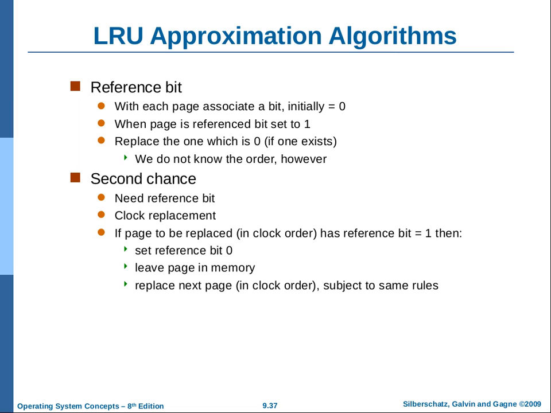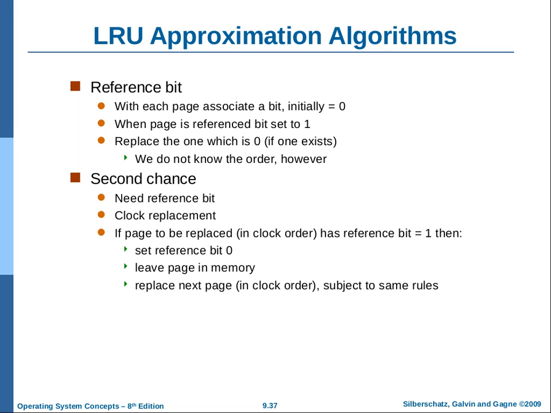Another thing they like to do is LRU approximation algorithms. If you notice, both of those are still somewhat overhead intensive. If you think about operating systems, we want everything to be as super fast as possible. So we'll just have a reference bit associated with each page, initially 0, and when a page is used, you set it to 1. Replace the one which is 0, if one exists. We don't know the order, however, but this gives you an approximation of what was least recently used.